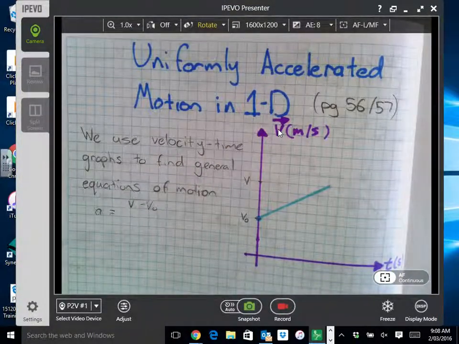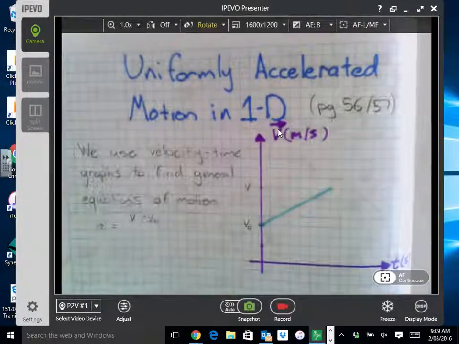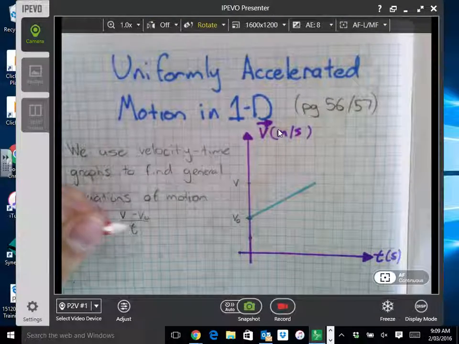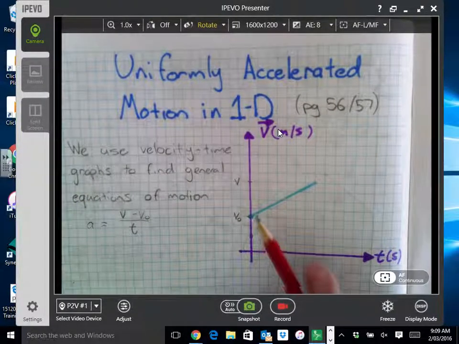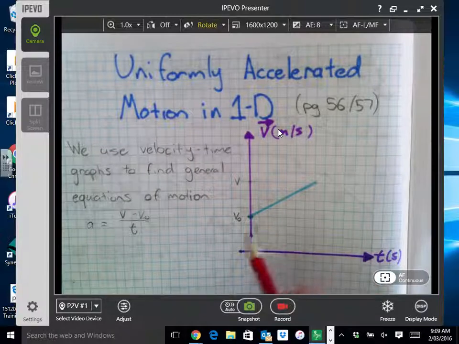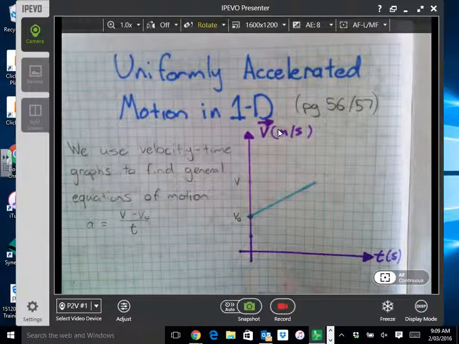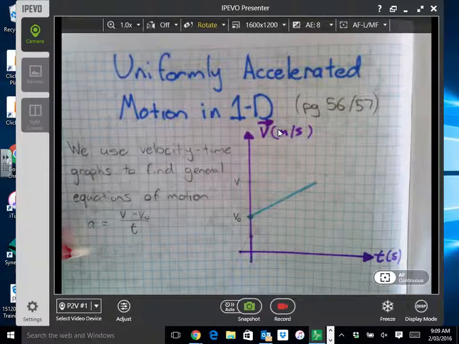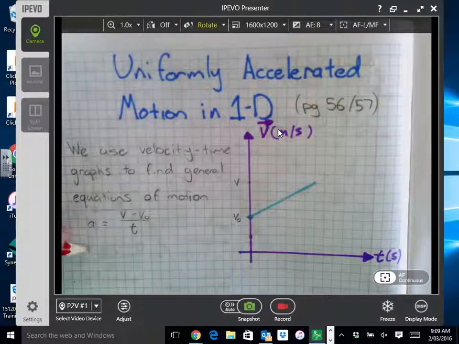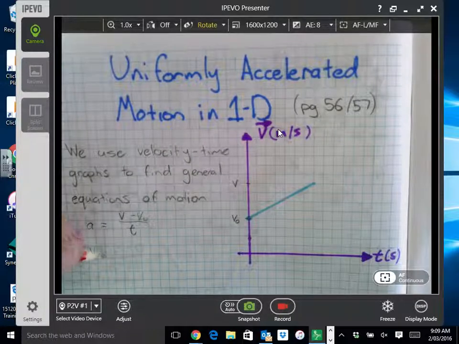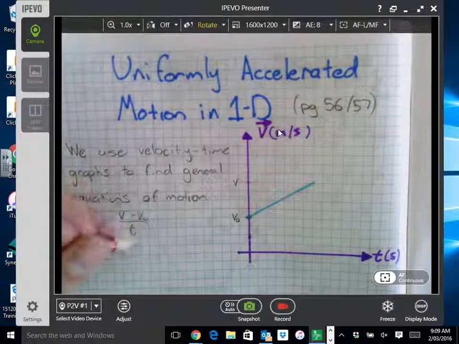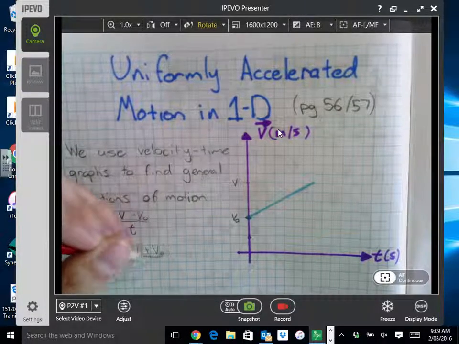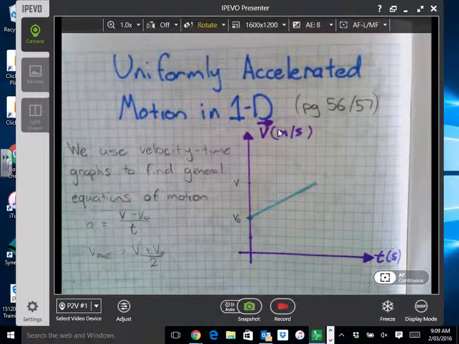Okay, so we're going to go through uniformly accelerated motion in one dimension. All right, so we've gone through acceleration being the slope of this motion. The slope of the velocity time graph is acceleration, so we've got that there. We also established that the average velocity is the average of the two velocities, so the sum divided by 2. Okay, so that's going to be useful.